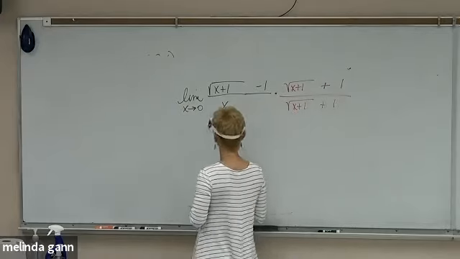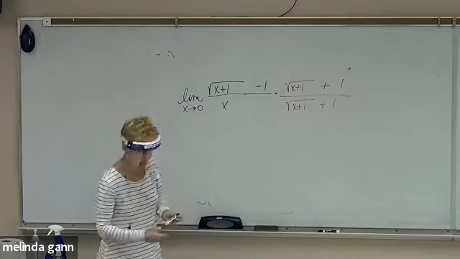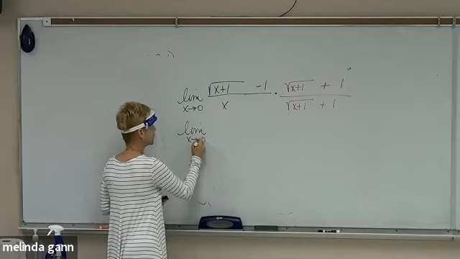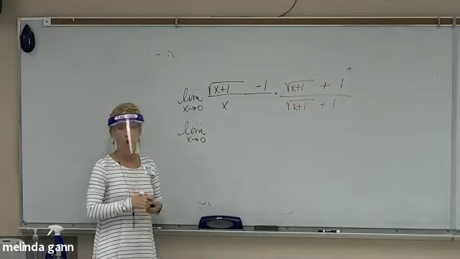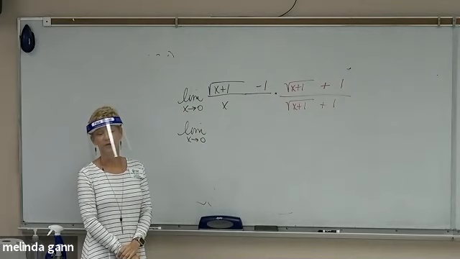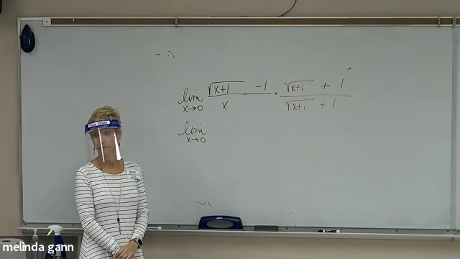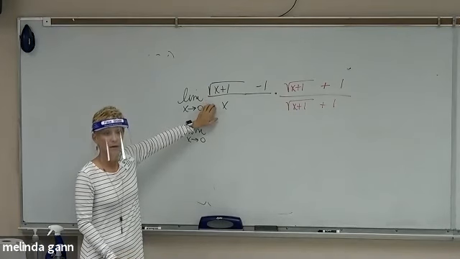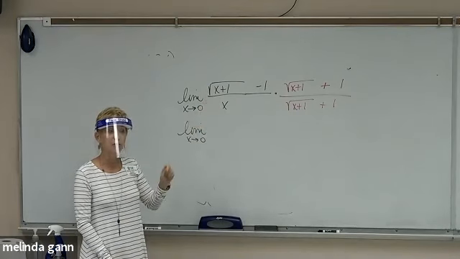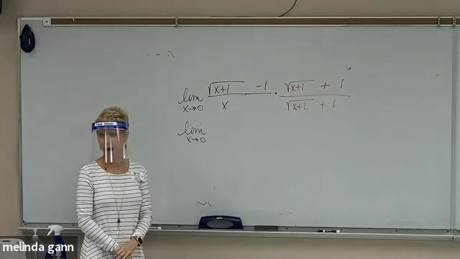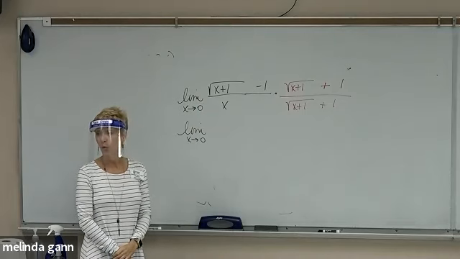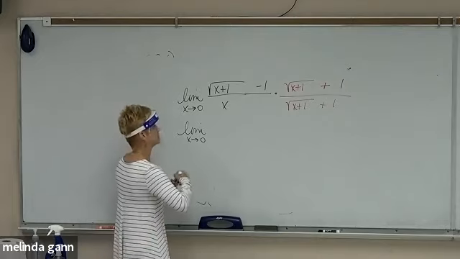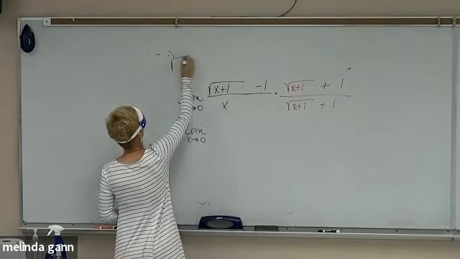Now, here's kind of the trick, so to speak. Look at the original problem. On the original problem, where was your root? In the top or the bottom? Top. Wherever your root was originally, you need to multiply that out. The other one, do not multiply it out. Now, what do I mean by that? Multiply these two things.